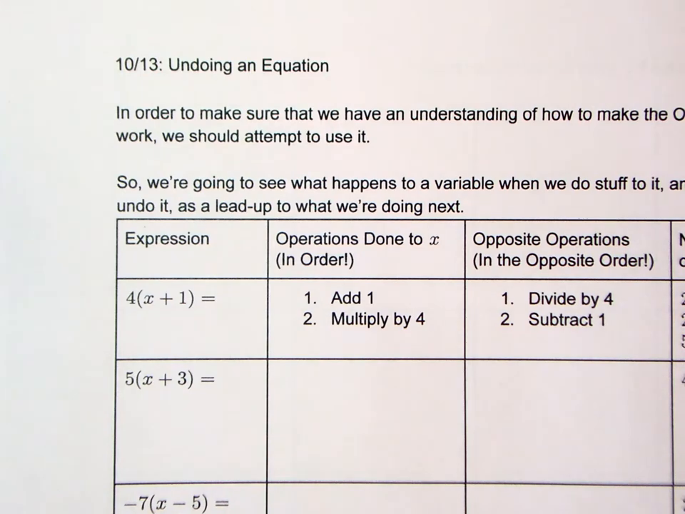October 13th, undoing an equation. In order to make sure that we have an understanding of how to make the order of operations work, we should attempt to use it. So we're going to see what happens to a variable when we do stuff to it and see if we can undo it as a lead up to what we're doing next.